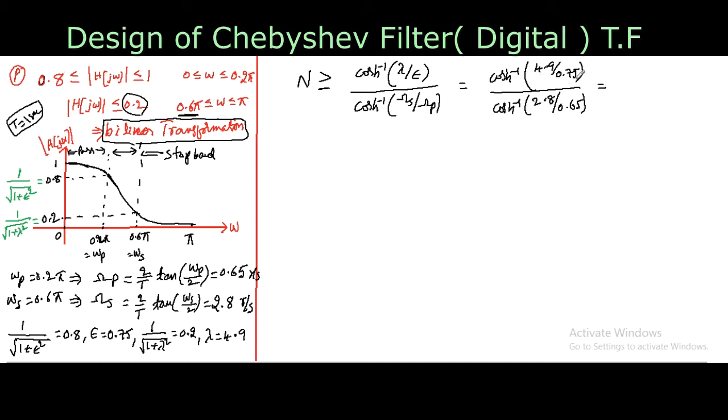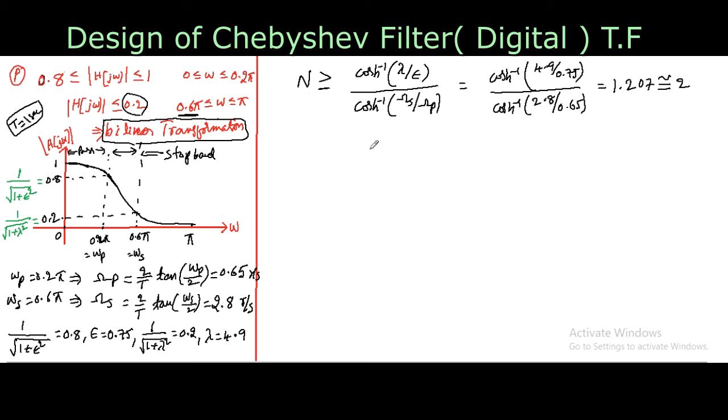And again find these values using a calculator, and here I have calculated the value, which is approximately 1.207. The expected order of the filter should be greater than or equal to this value, and the order of the filter should be an integer value. That's why I am assuming the order of the filter is 2. So finally we have got the order of the filter as 2 using Chebyshev filter analysis.